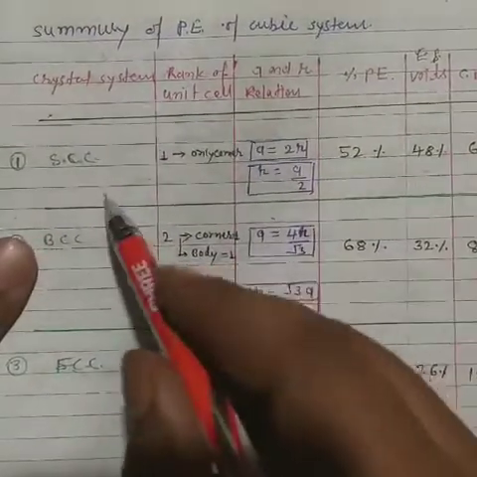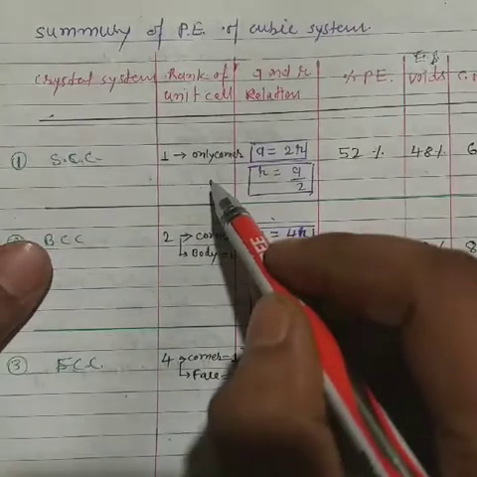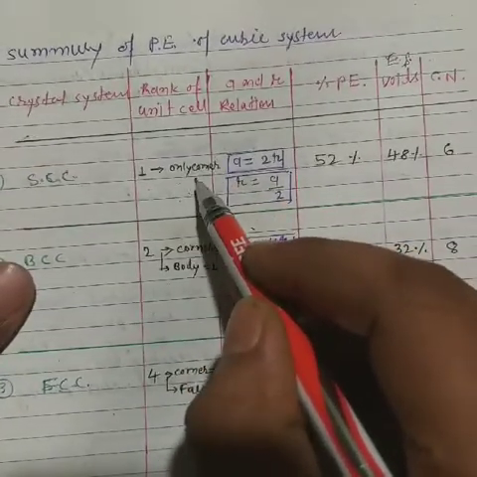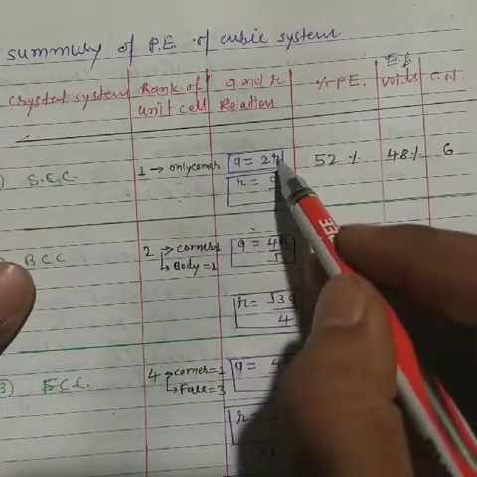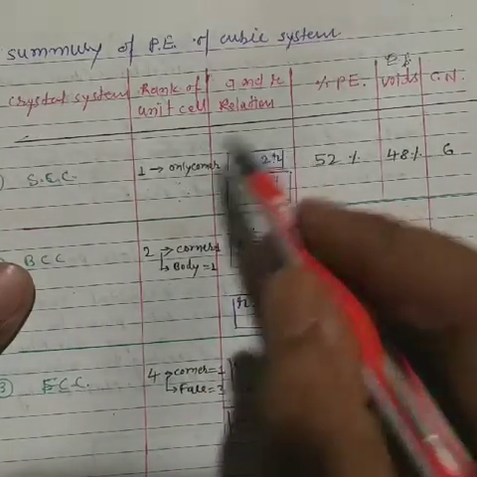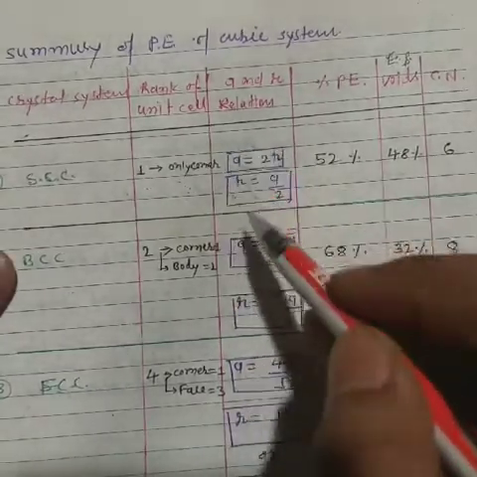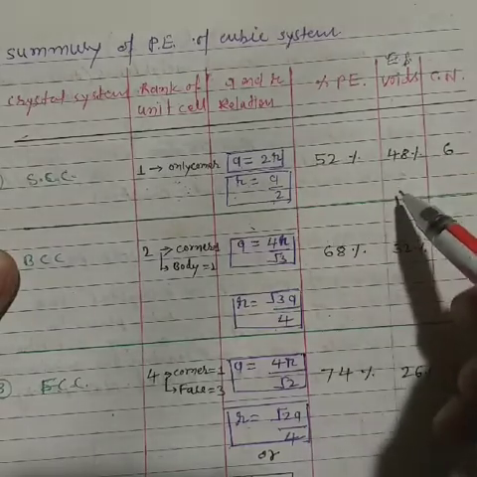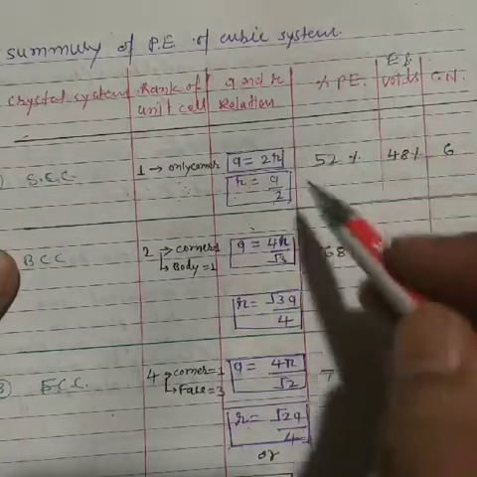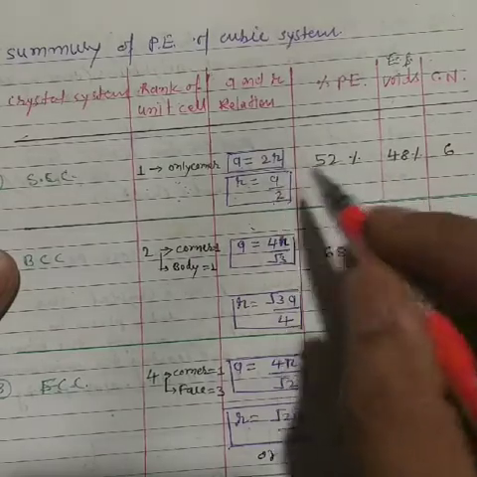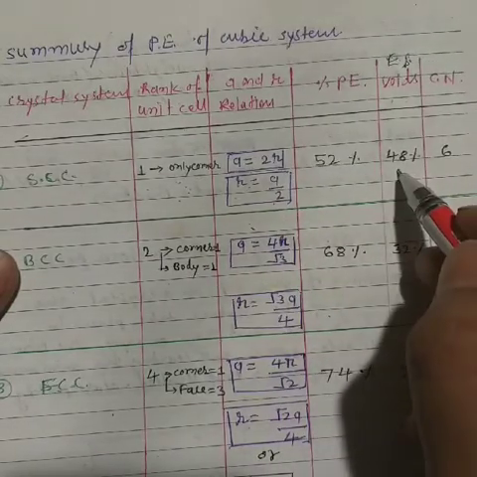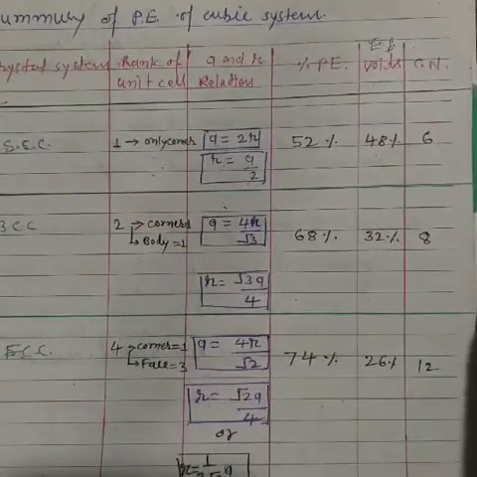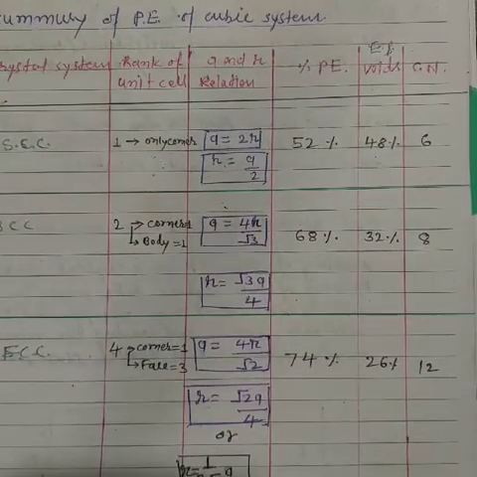Now look at here, simple cubic cell rank, as we know, is only one. Where is it situated? Only at corners. So A value is 2R, and R value is A by 2. Previously I taught you how to derive this value. Now packing efficiency is 52%, and voids, the space remaining inside the crystal, is 48%, and coordination number is 6. What about coordination number? We will discuss it in the next video.